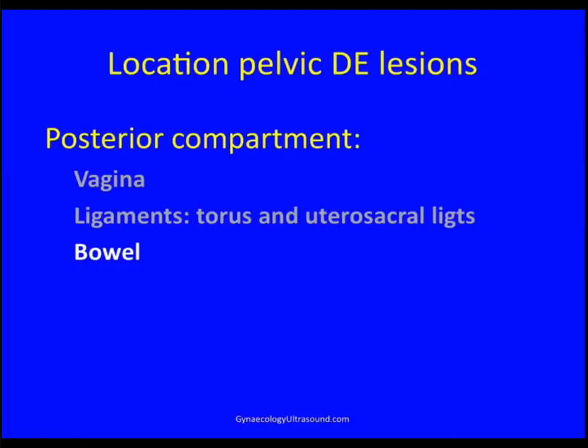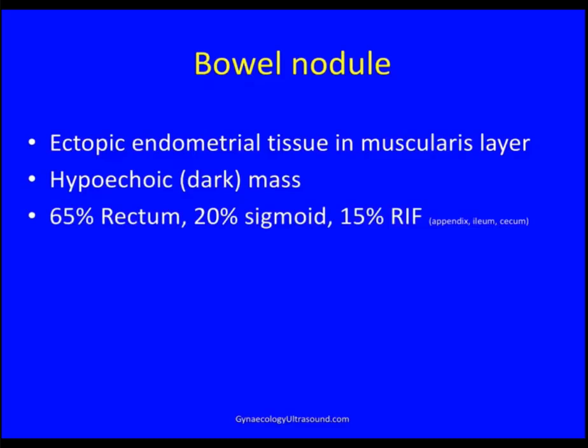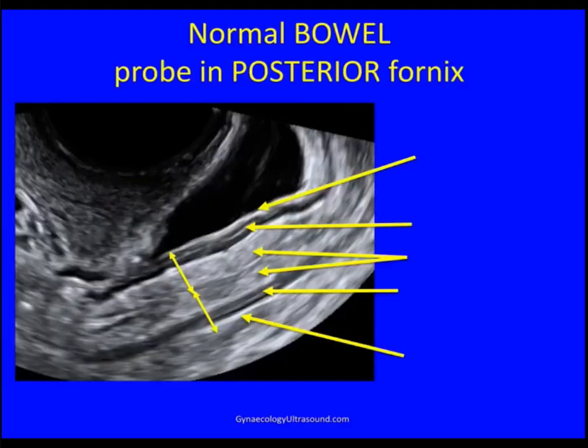So we've done vagina, we've done the ligaments. How about the bowel? Bowel nodules is where you have deep endometriosis in the muscularis layer of the bowel, and it shows up as a dark mass, hypoechoic mass, often in the rectum, sometimes in the sigmoid, but sometimes also elsewhere. And it's often multifocal. If you find one nodule, look somewhere else as well.